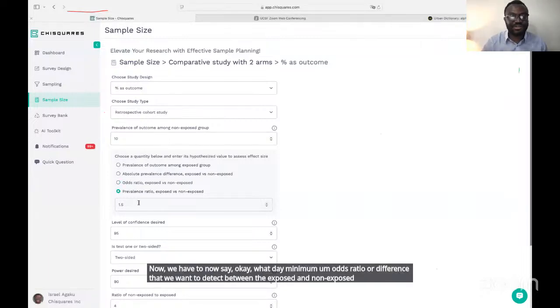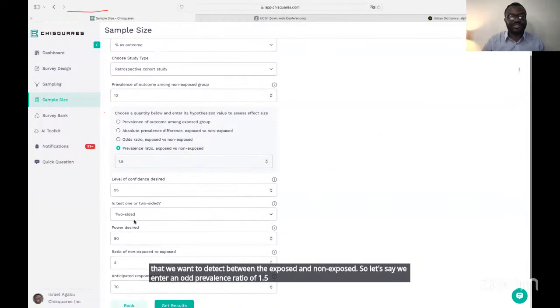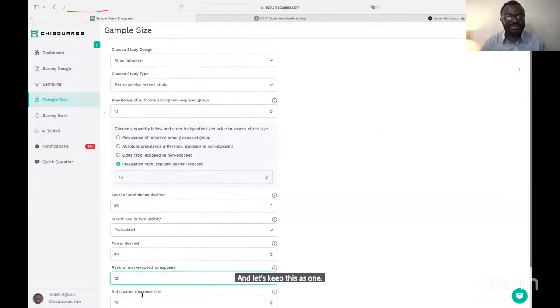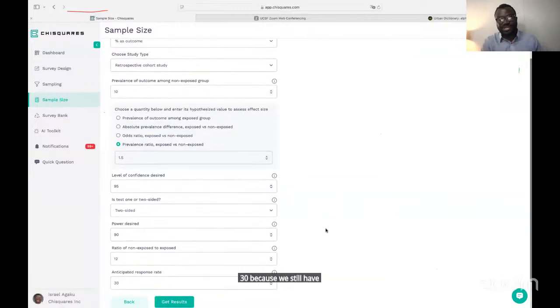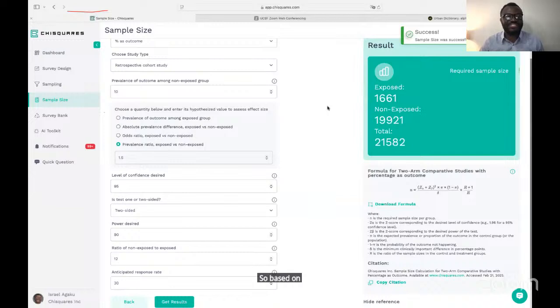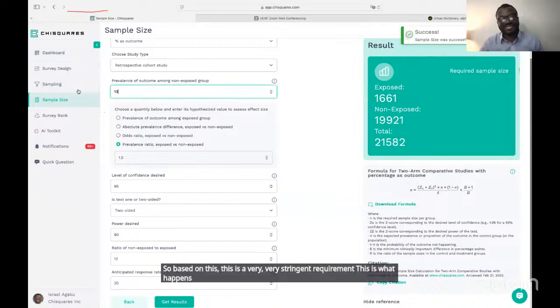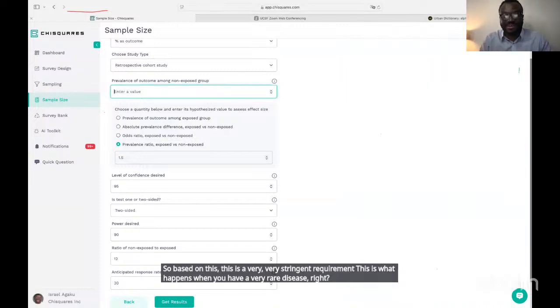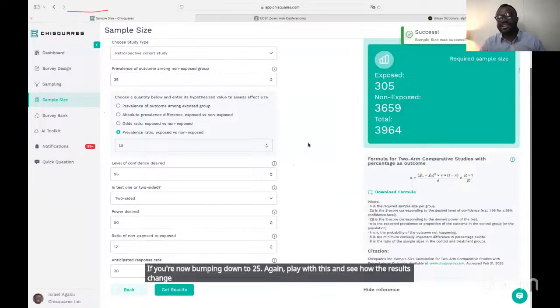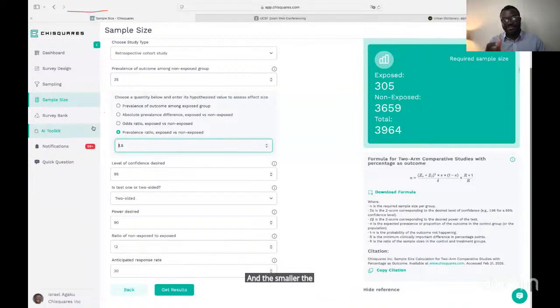So let's say we enter a prevalence ratio of 1.5, and we want to do a two-sided test, and let's keep this as 1, and the anticipated response rate is, let's say, 30, because we still have to go and recruit individuals, not just those who have our cases. So based on this, these are very, very stringent requirements. This is what happens when you have a very rare disease. If you now bump it down to 25, again, play with this and see how the results change when you change parameters. The smaller the effect size you want, the smaller the difference you want to detect, the larger the sample size, obviously.